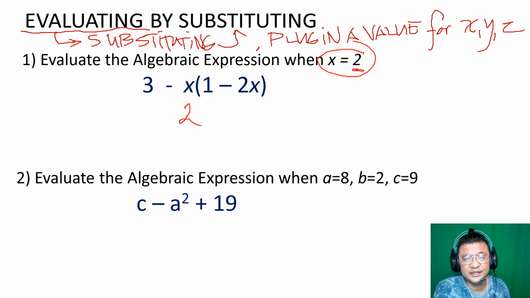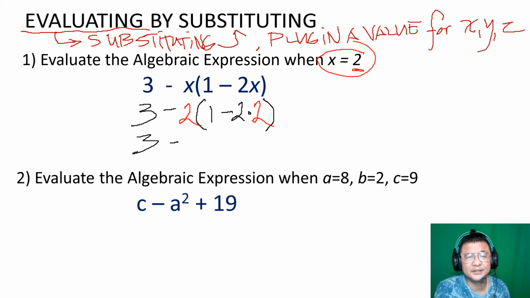Instead of writing X, I will write 2. So what will happen to the other numbers? Simply copy them. 3 minus 2, parenthesis 1 minus 2 times 2. All right, so I substituted. So 3 minus 2 parenthesis. Will I subtract first or multiply first? I multiply. So 1 minus 4 parenthesis.